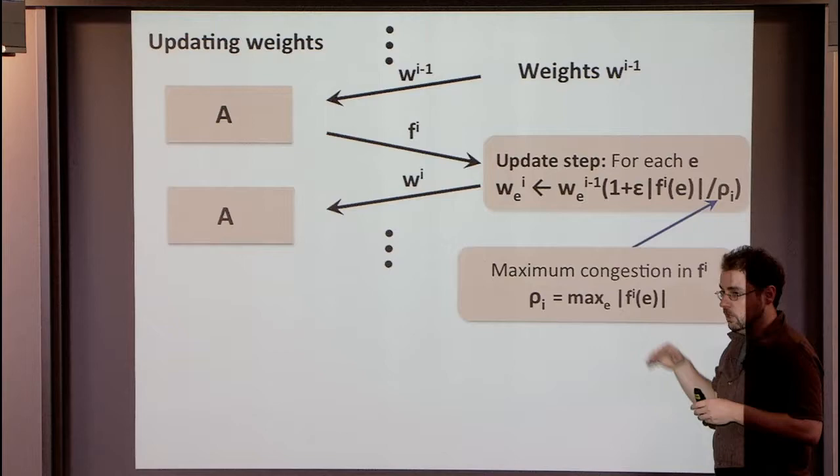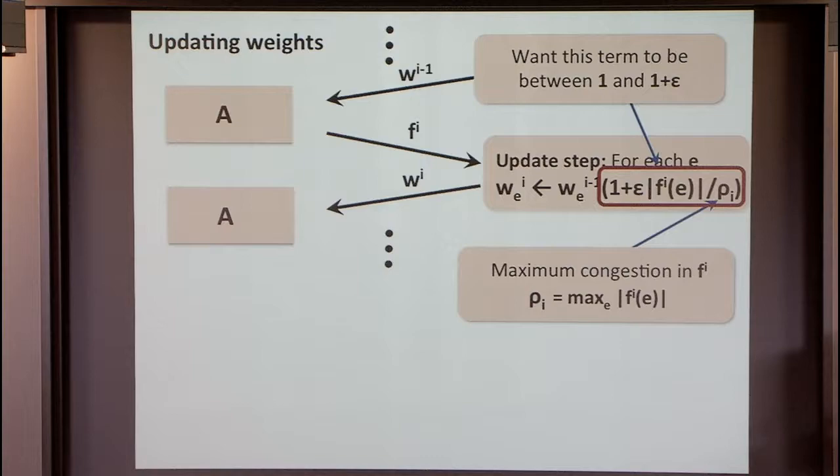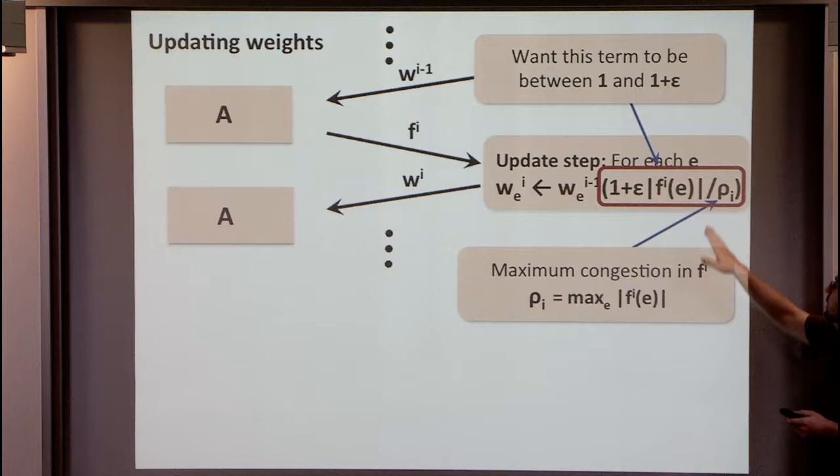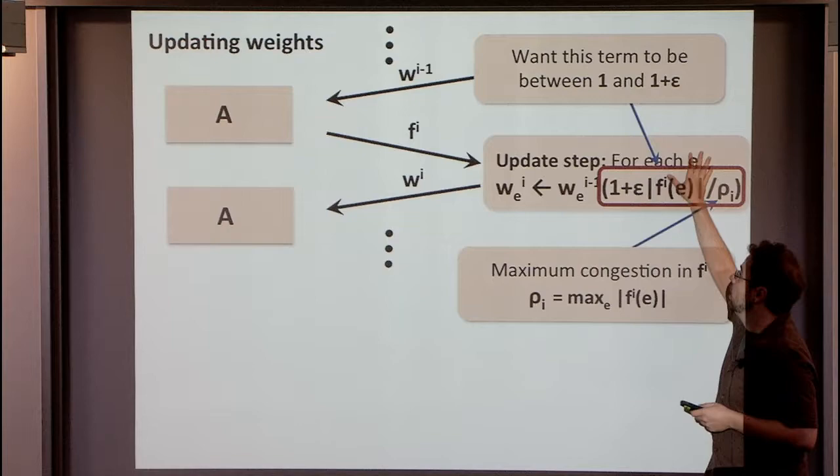The reason why we are introducing this normalization is that we want to make sure that this multiplicative update is a number between 1 and 1 plus epsilon. We don't want this evolution of weights to be too drastic. We want it to be simple enough, and that's why we normalize it. Clearly, none of these flows can be bigger than rho_i, so this ratio will always be at most 1, and this term will be at most epsilon. So the whole thing will never be bigger than 1 plus epsilon.